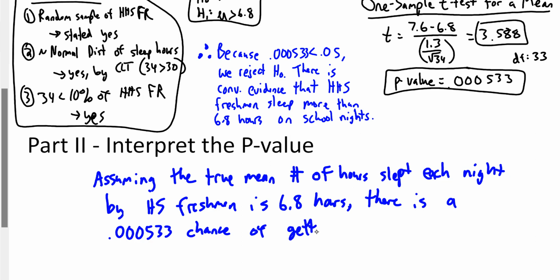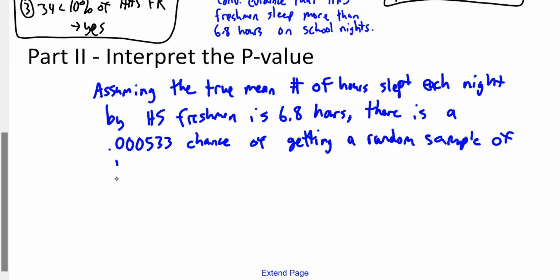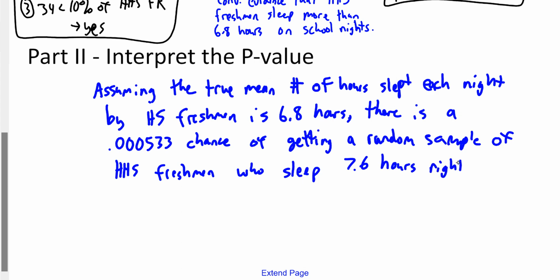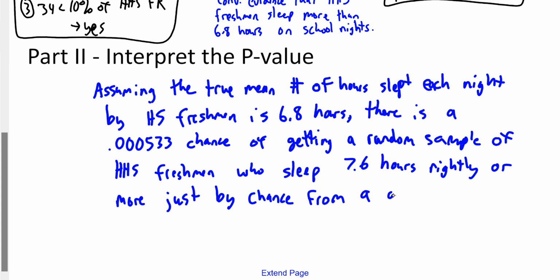getting a random sample of HHS freshmen who sleep 7.6 hours or more extreme just by chance from a random group of 34 students.